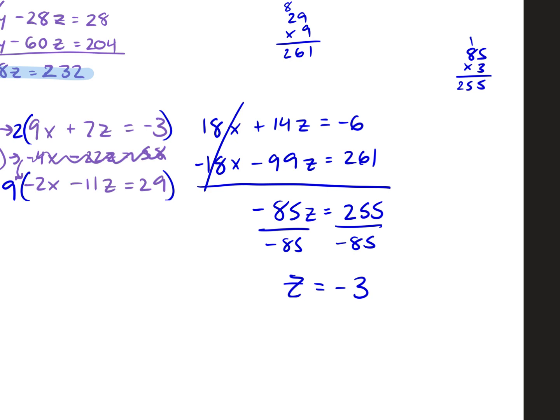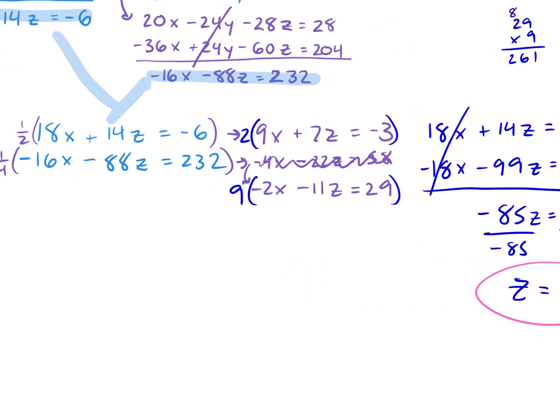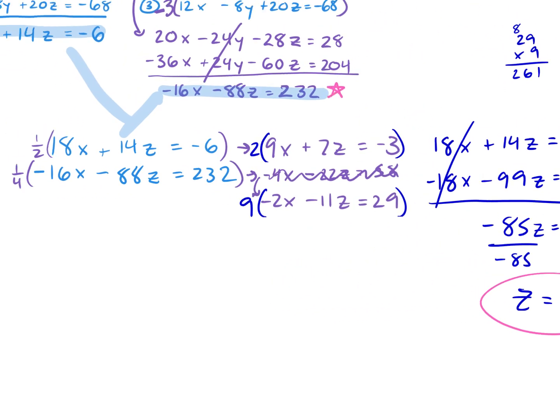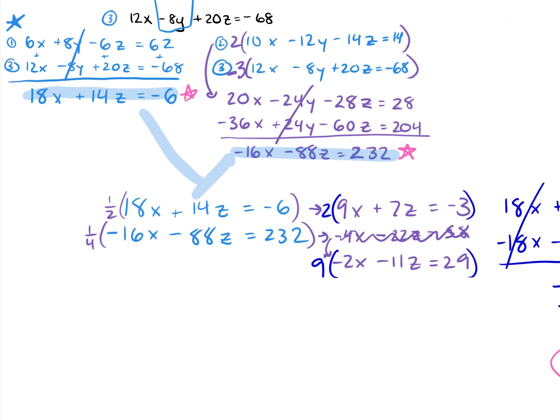All that work and we only found one variable. What do I need to do to find another one? Plug it in. Plug it in where? We can plug it into one of these two, or we could plug it into one of the simplified ones. So I could plug it into these two, which are the same thing, just simplified. It doesn't matter. I'm going to plug it into one of the originals, the light blue one on the left.